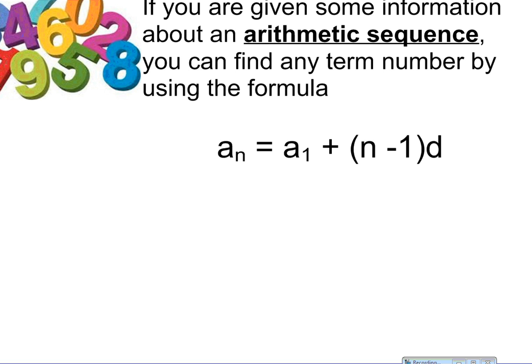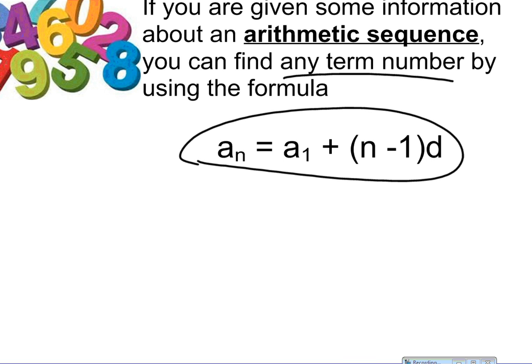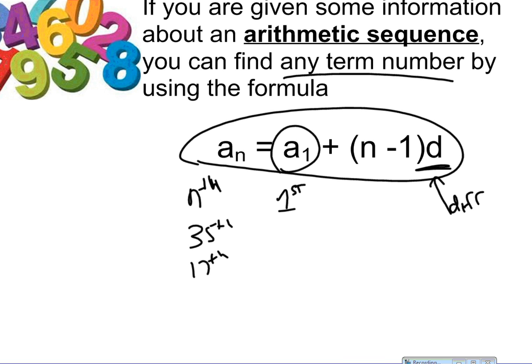Now, when you're given some information, you can figure out any term in the sequence. It's like first term, second term, third term, 35th term, whatever, by using this formula. If I'm looking for the nth term, it could be the 35th term or the 17th term, whatever, I take the first term, that is what this a sub 1 means, and then I take my common difference times n minus 1. So if I'm looking for the 17th term, n minus 1 is going to be 16. If I'm looking for the 35th term, n minus 1 is going to be 34.